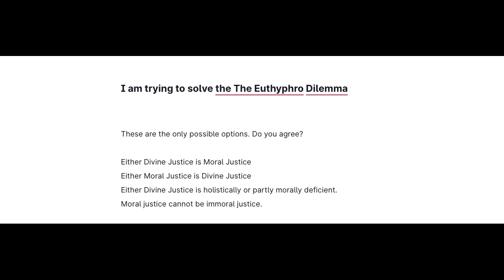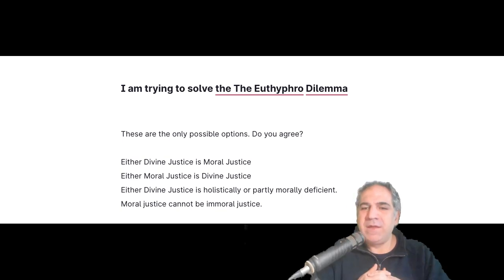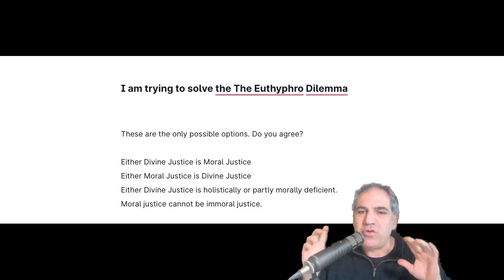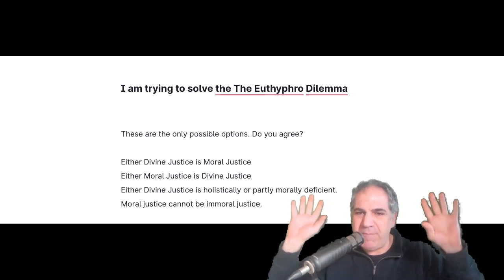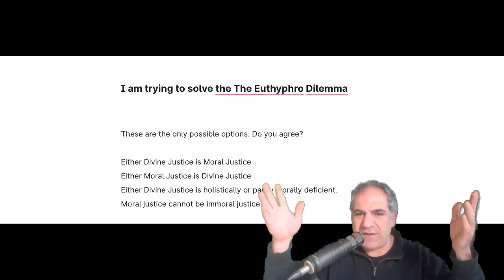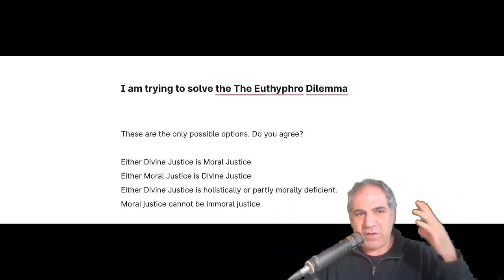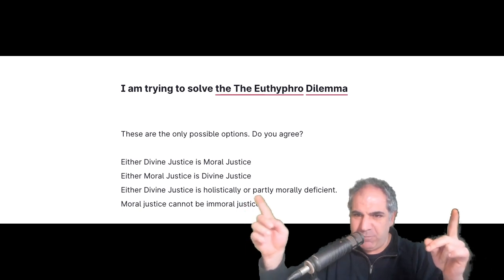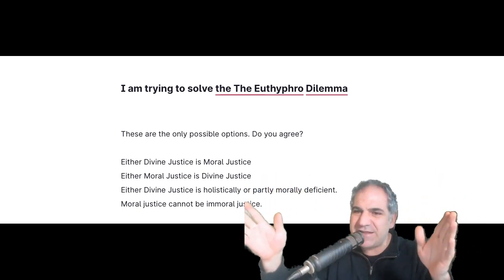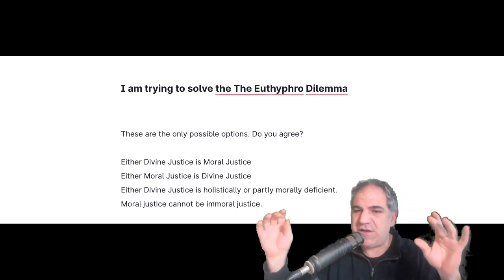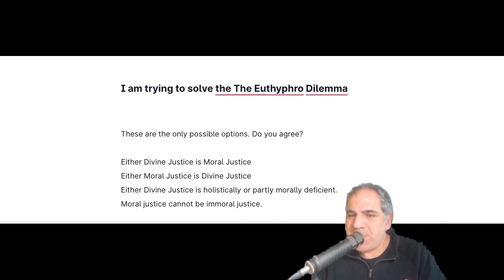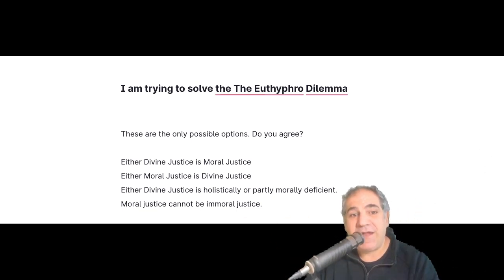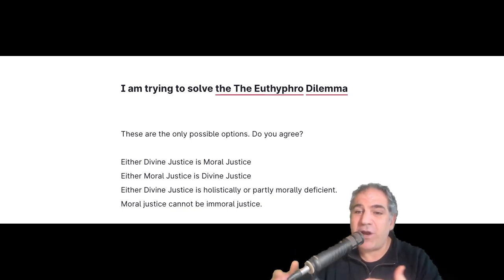What is the difference between number 3 and number 4? The ontological property of number 4 is a tautology. So proposition number 4, moral justice cannot be immoral justice, is a direct tautology, how do you call it in English. In contrast with number 3, that is either divine justice is holistically or partly morally deficient.